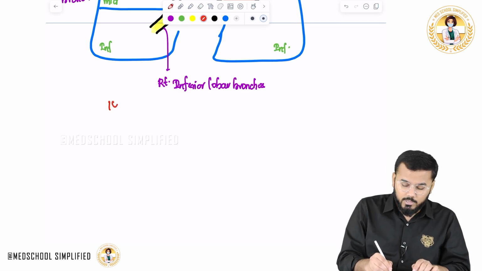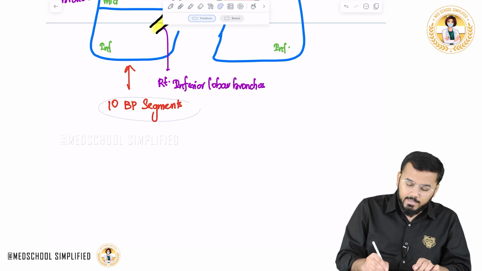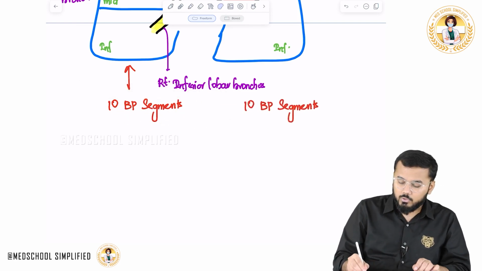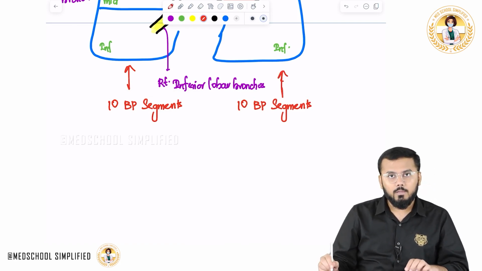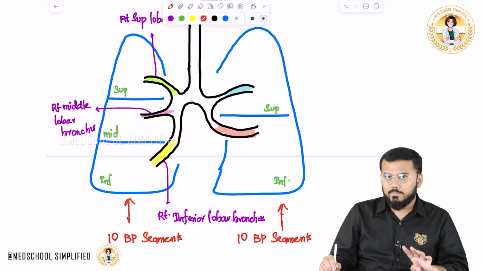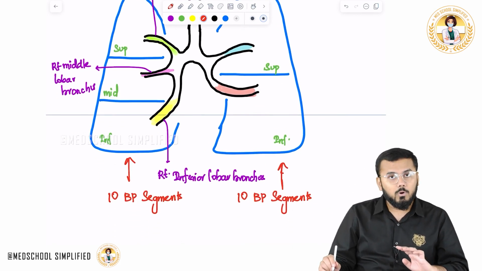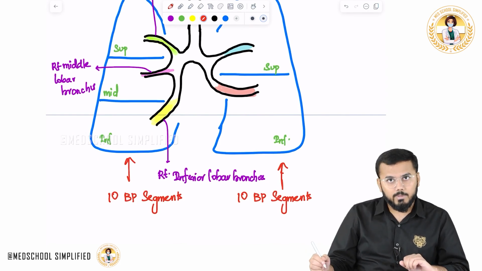So, here we have got 10 BP segments, BP in the sense bronchopulmonary. Right, here we have got 10 bronchopulmonary segments. In the same way, here also we have got 10 bronchopulmonary segments. Okay. Now, if I ask you further that in each lobe, right side is having 3 lobes, in each lobe, how many bronchopulmonary segments are located? And left side, in each lobe, how many bronchopulmonary segments are located?